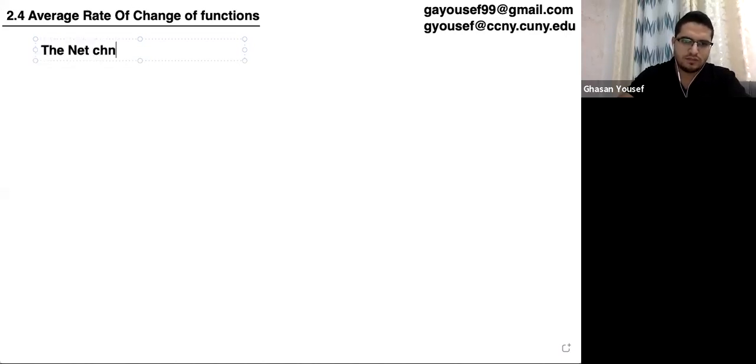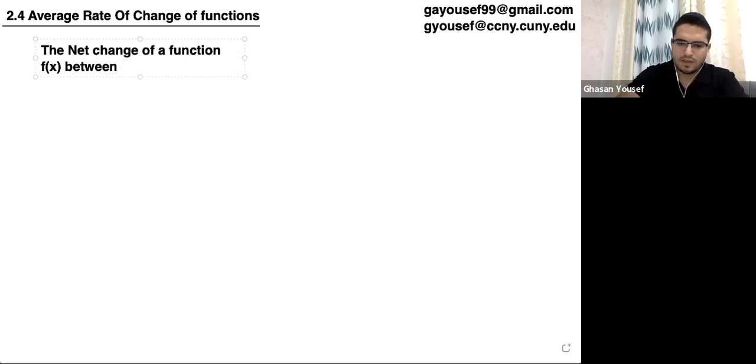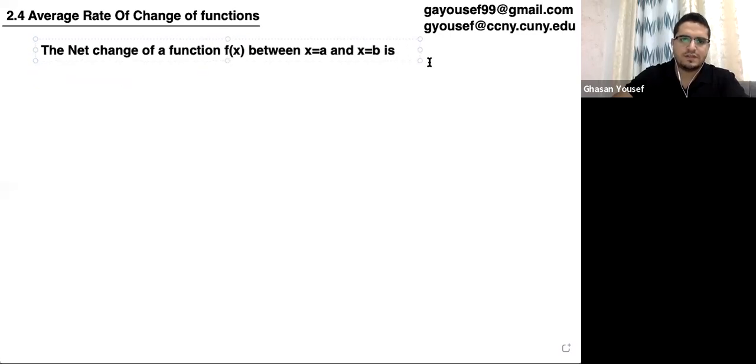net change of a function of x between x equal a and x equal b is... so what is the net change? Who can remind me between these 2 points? If I have 2 points, x equal a and x equal b, what is the net change between these 2 points? Anyone can remind me what is the net change here?